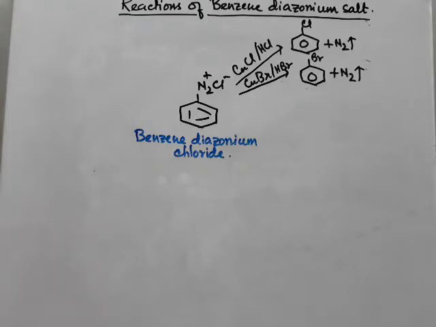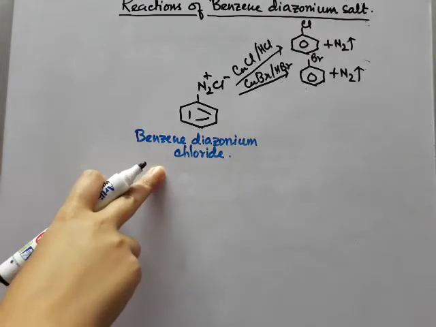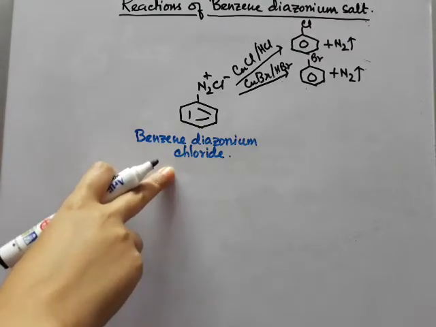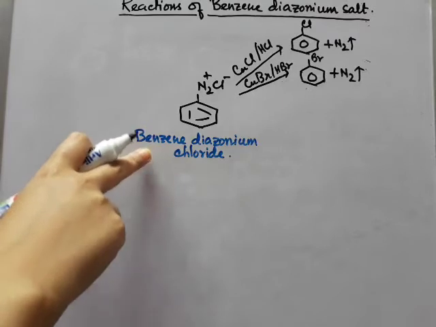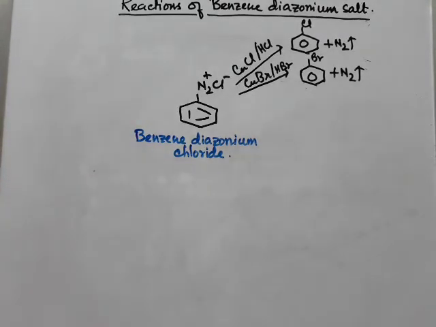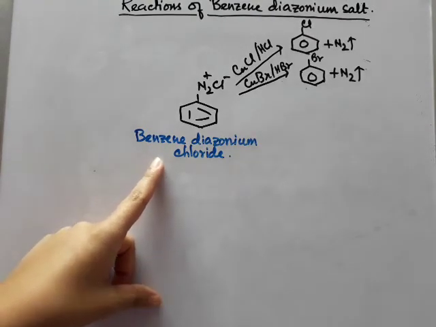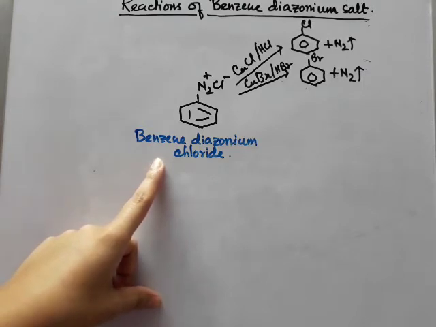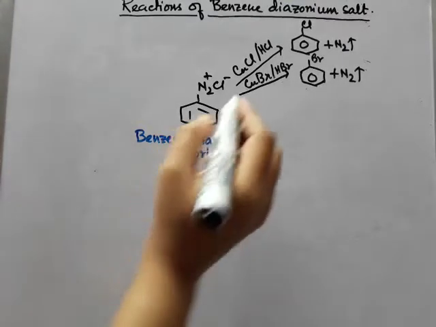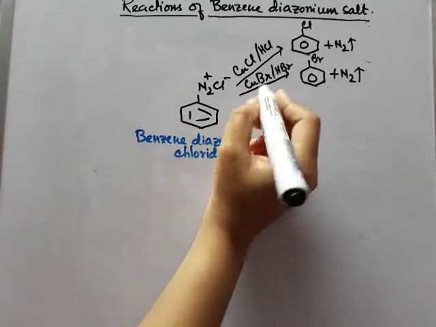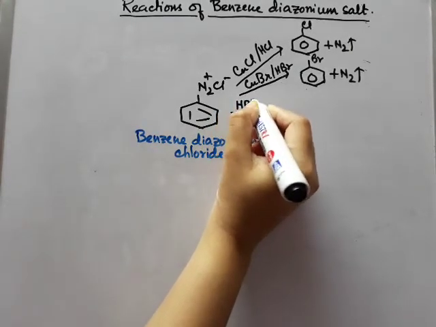The incorporation of chlorine or bromine is also possible in another way, but from this benzene diazonium chloride we can incorporate fluorine also, and we can incorporate iodine also. How? Substitution by fluorine is known as the Balz-Schiemann reaction. At first we have to treat this benzene diazonium chloride with HBF4, and after that benzene diazonium fluoroborate will be formed, which upon heating will give us fluorobenzene. So at first we have to treat it with HBF4.